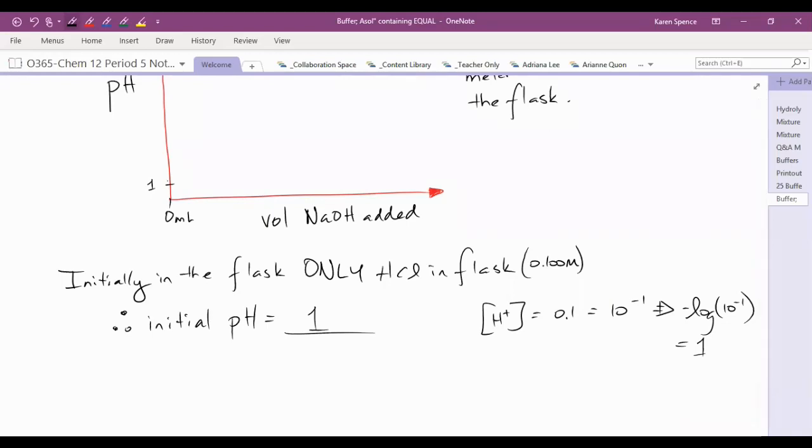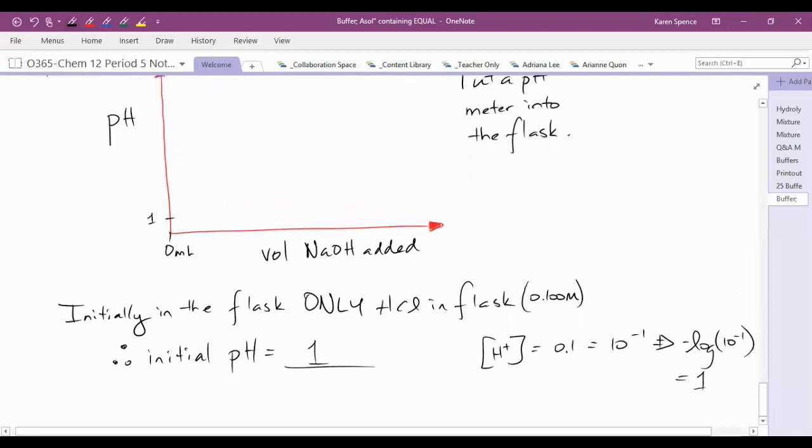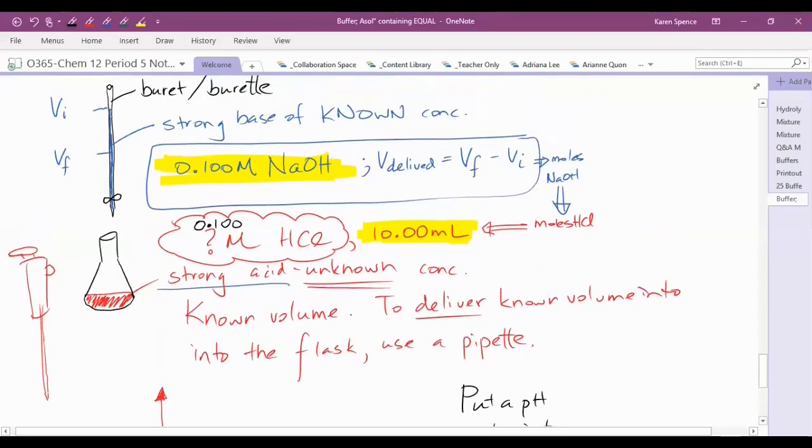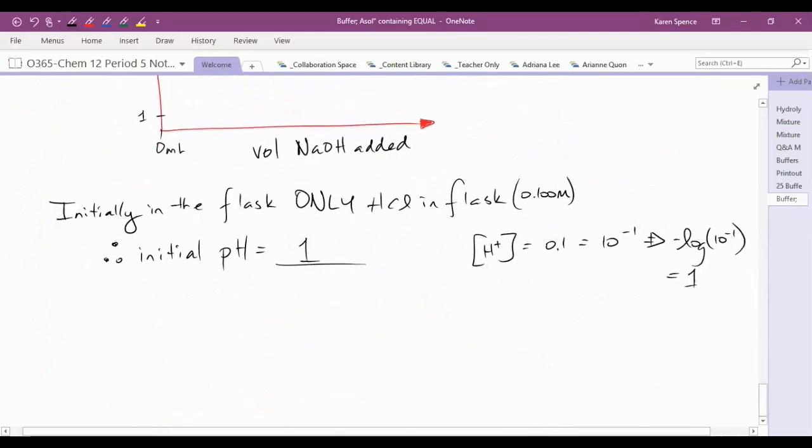Now, one thing I want you to notice about our two solutions here is that for this titration, to make it nice and easy, the concentration of the hydroxide and the concentration of the hydrogen are the same. If we have 10 milliliters of the HCl, what volume will it take of the NaOH to completely neutralize the HCl? I'm going to write that down here.